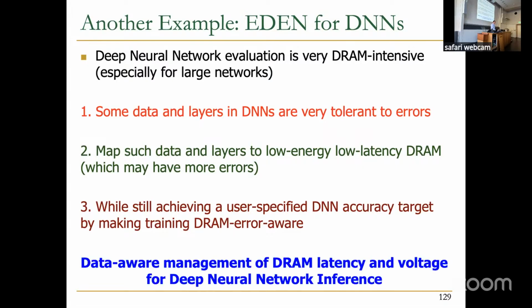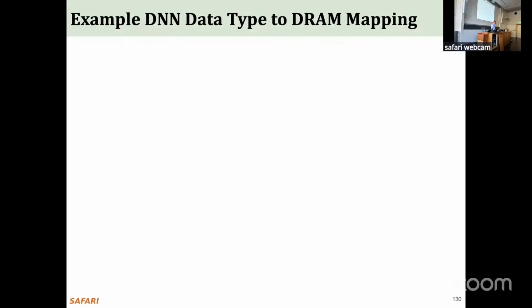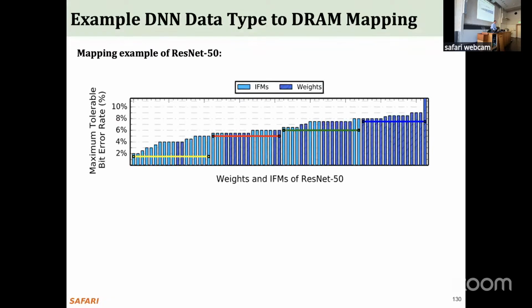So this is an example of data-aware management of DRAM latency and voltage for a specific domain, deep neural network inference. You can apply it to other domains also. Let me give you an idea. These are real results from a neural network, ResNet, a relatively old one, but you can apply it to newer ones also. You can basically do studies to identify which layers of a network, this is a 50-layer network, you can look at every layer's weights and input feature maps, and you can figure out which layer can tolerate what bit error rate to achieve a particular accuracy target.